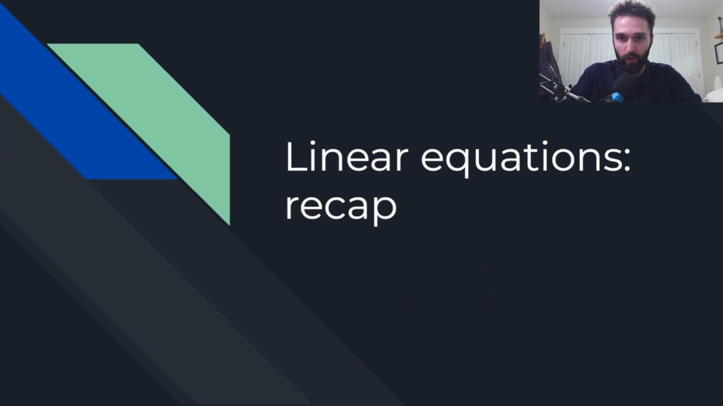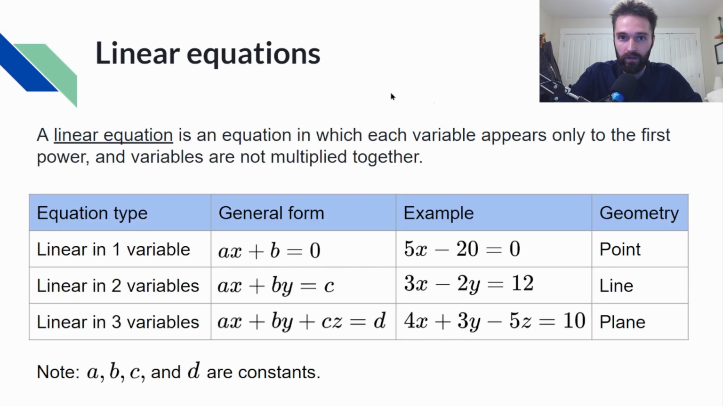Okay, here we go. Linear equations recap. A large portion of this video is just going to be review. Let's revisit the definition of a linear equation. A linear equation is an equation in which each variable appears only to the first power and variables are not being multiplied together. So here's a chart that shows three different types.